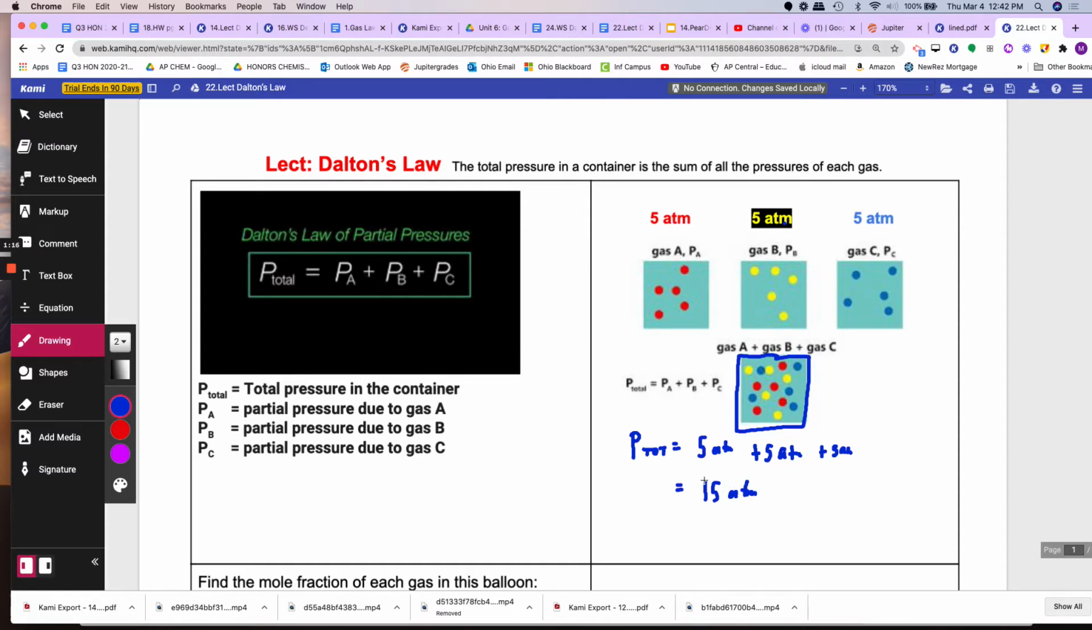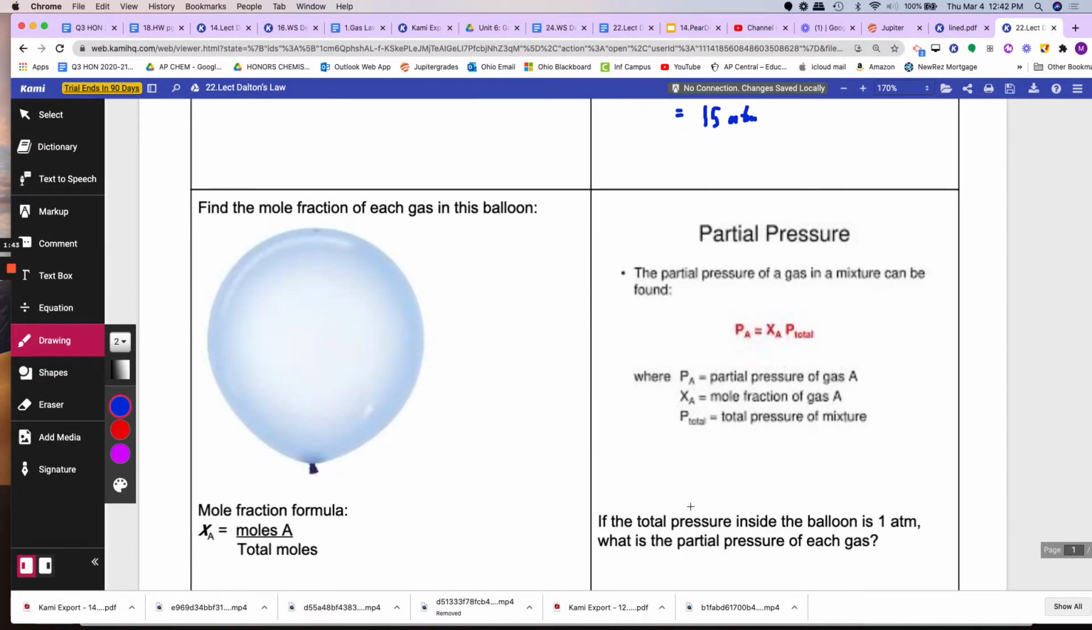Very simple. Okay, so the formula looks like this. P total equals pressure of A plus pressure of B plus pressure of C. And if you had more gases, you just keep adding. And that's called P total. The P sub A stands for partial pressure due to gas A. It's partial because there are other gases in there. P sub B would be the partial pressure due to gas B, and so on. Okay? So here's an example.